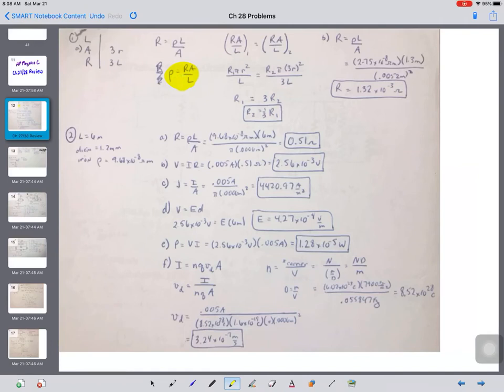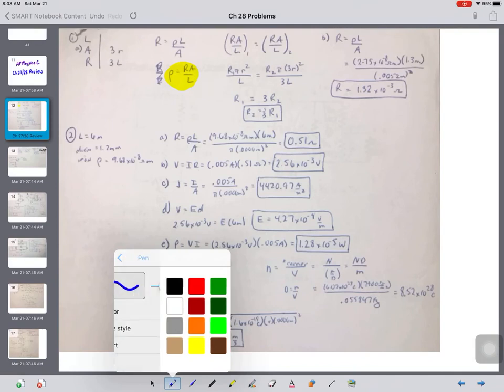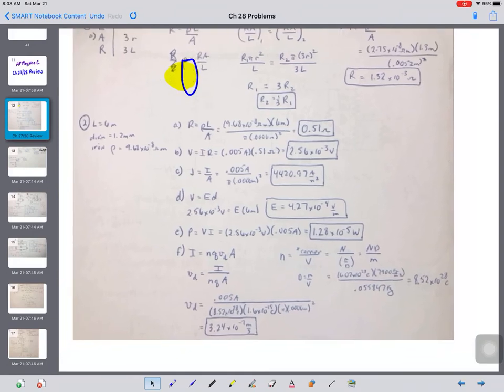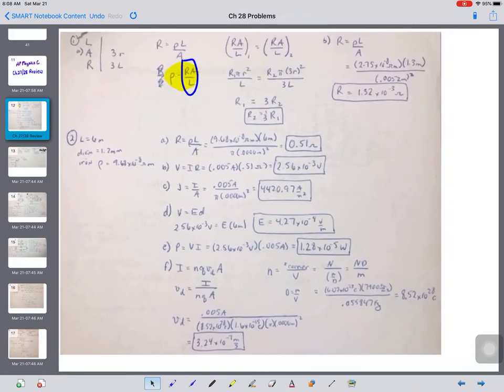So if I take our R equals rho L over A and I solve it down for rho, then basically rho before and rho after are equal to each other, and I end up with this being a constant. Didn't mean to write over the letters there. There we go. That's constant before and after. So I use that to be able to set up a proportion.